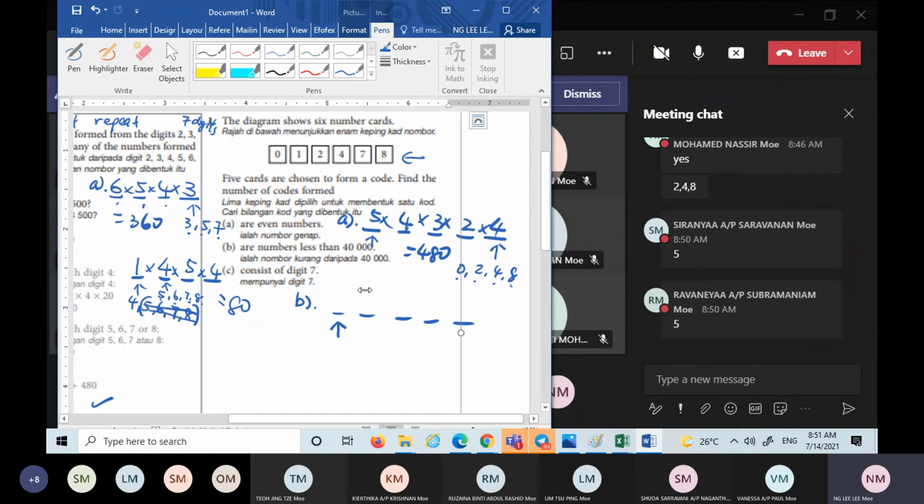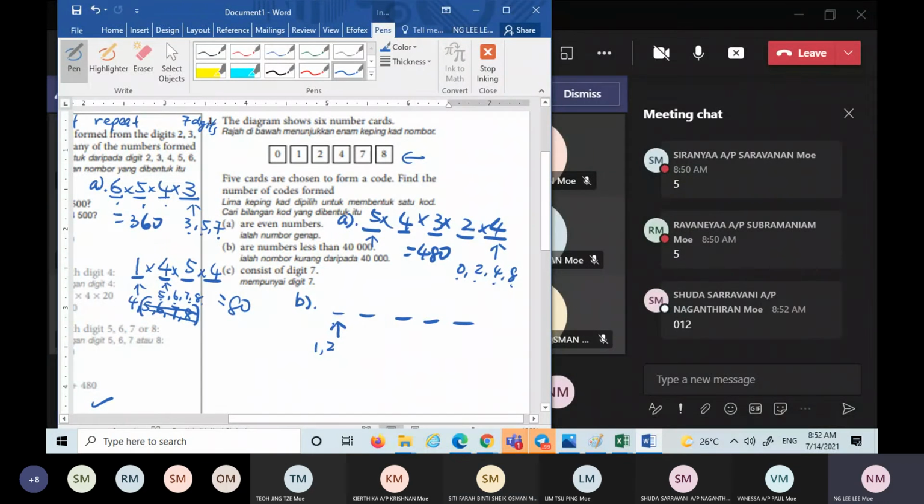I repeat my question. For the code less than 40,000, what should I put at the first digit here? 0, 1, 2, 4, 7, 8. Which one? 2 or 1? 1 and 2 only. If I put 4 here, then this number will not be less than 40,000. How about can I put 0 here?